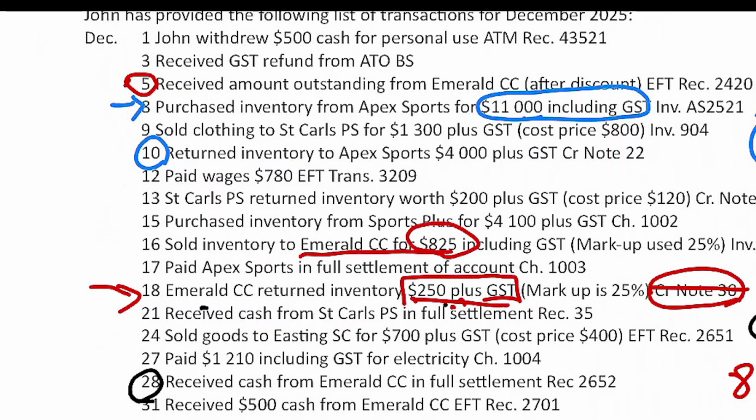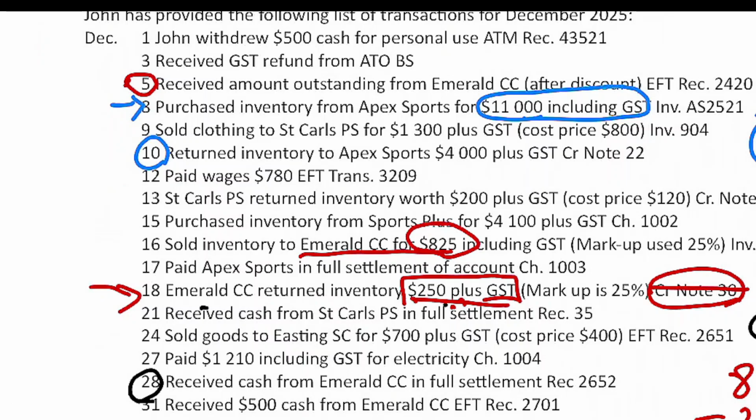So we are selling to Emerald 825 including GST. Then how much does Emerald owe? 825. Then later they return. When they return to us, what happened? Return how much, including GST? 275. Is it clear here? Then 275 they return. That means do they have to pay? No, because they have returned. They don't owe that 275 anymore. That means the difference between these two is 550.